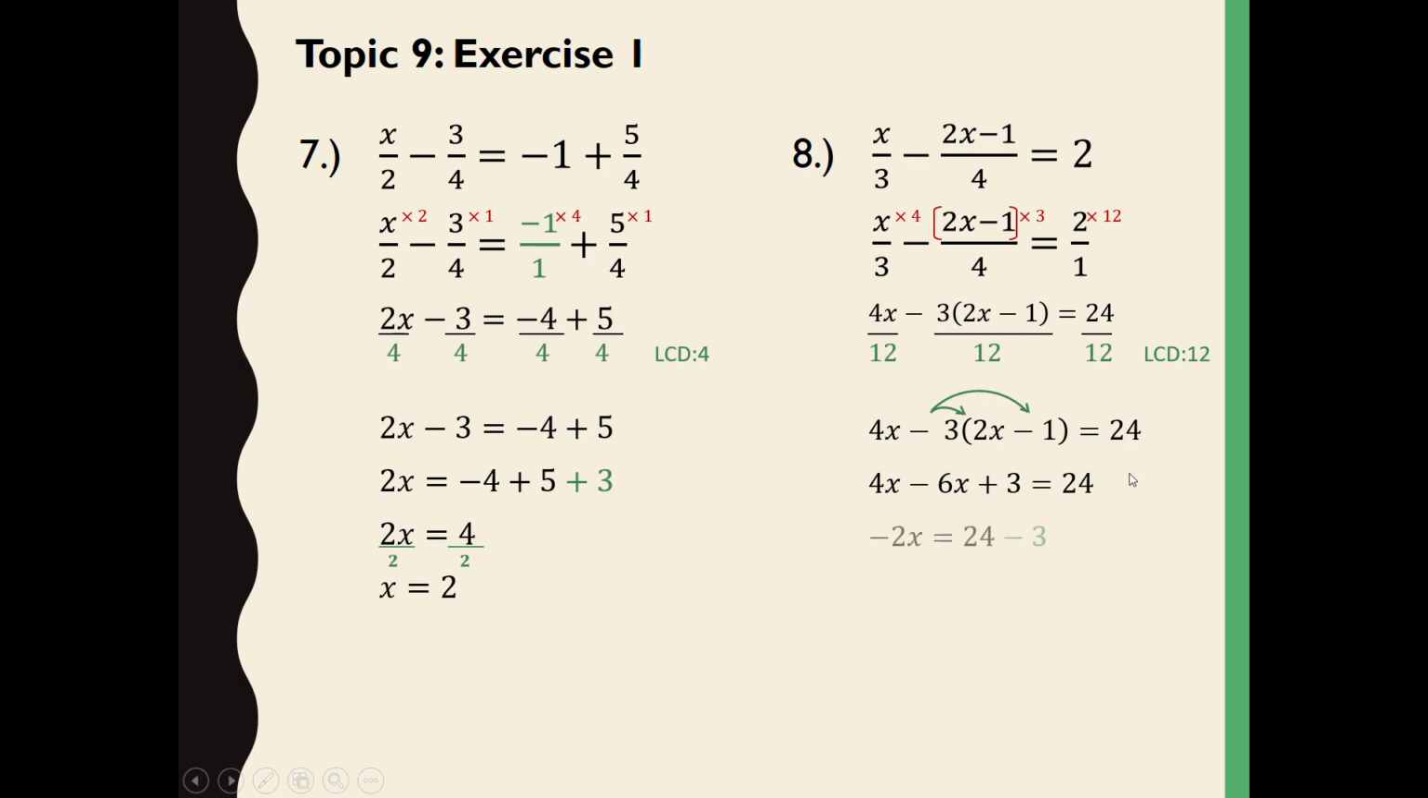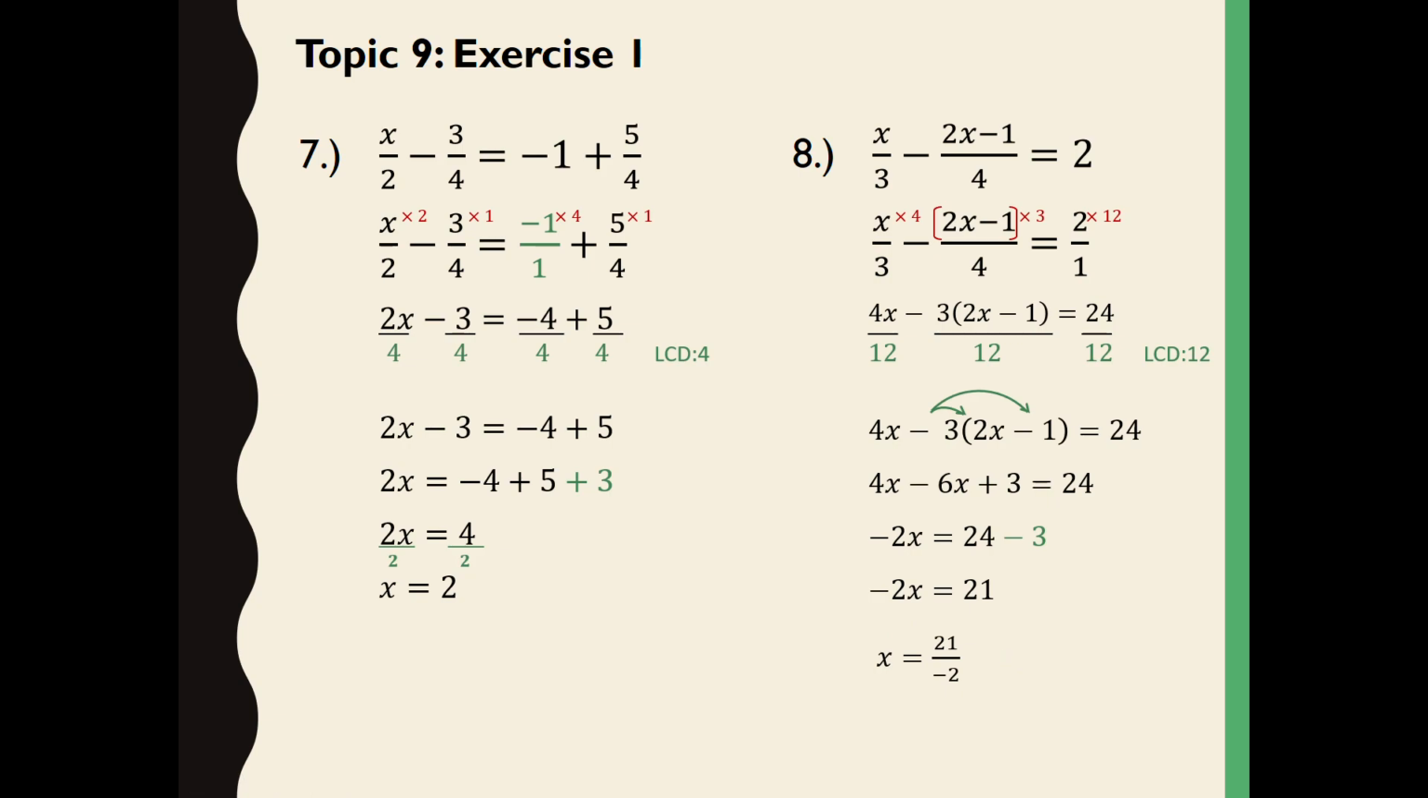I'm going to bring the 3 over to make it negative 3. And then I can solve that, so 24 minus 3, that gives me 21. And then I just divide through by negative 2 to get x alone. Okay, again, left in its most simplified improper fraction.